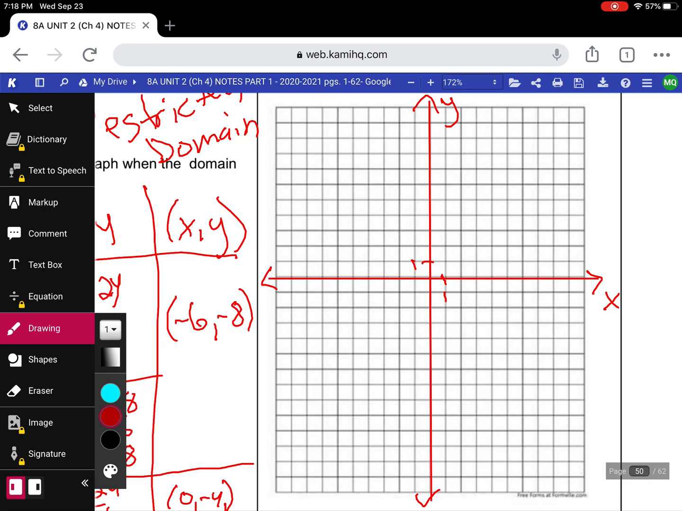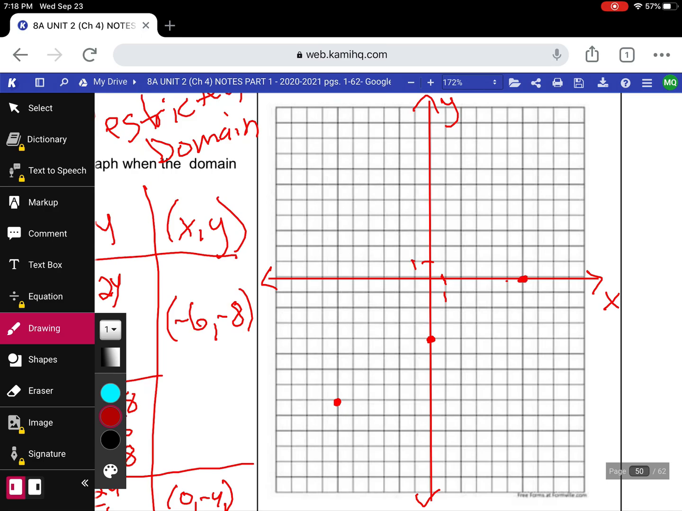Now, let's plot our points, and I want to show you the interesting thing here. We were at, what, (-6, -8)? 1, 2, 3, 4, 5, 6. 1, 2, 3, 4, 5, 6, 7, 8. I'm here, okay? I am at (0, -4). 1, 2, 3, 4, right here. And I am at (6, 0). 2, 3, 4, 5, 6.